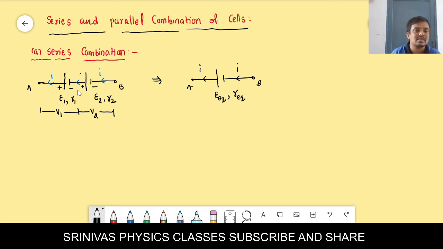Actually, what is series combination? When we say that the cells are in series combination, if the negative terminal of the first cell is connected to the positive terminal of the next cell and so on, then such a combination is said to be series combination, right?